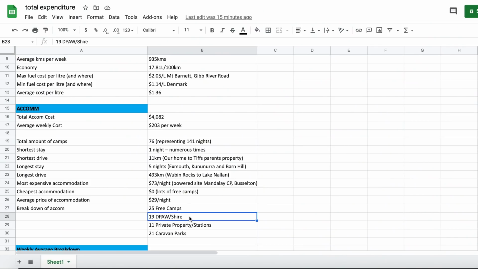So 19 of our stays were Depot/Shire. That can be either the Department of Parks and Wildlife, which is the government organisation, but then some camps come under the local shire of that town. Most of those broke down to either $11 per person per night or $15 per person per night. But if they were in national parks, which many of the DBCA ones are, they could often charge you $15 entry into the park, plus $15 for Tiff and $15 for me.